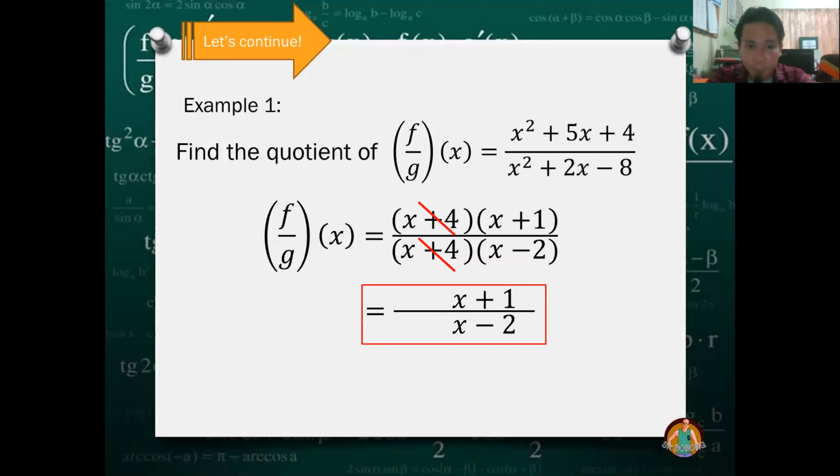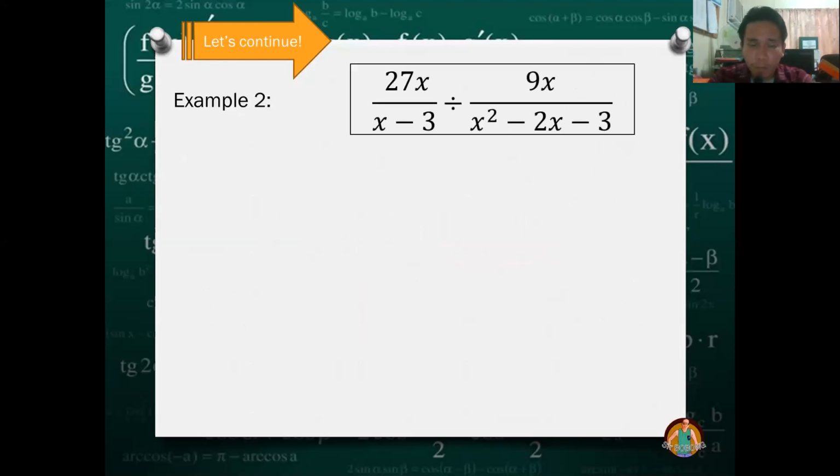Okay, let's proceed. Example number 2. 27 over x minus 3 divided by 9x over x squared minus 2x minus 3. So ito na, division of rational expression. Okay, rational expressions na tayo.